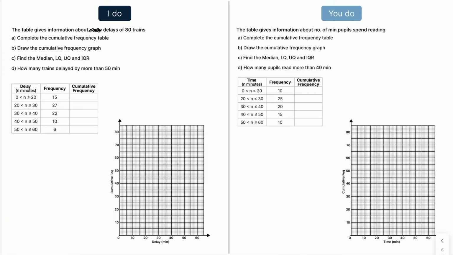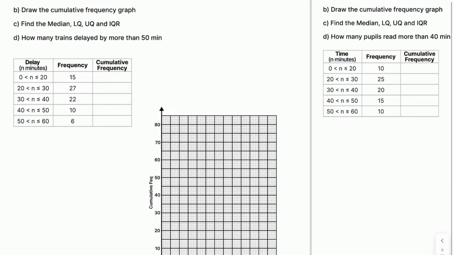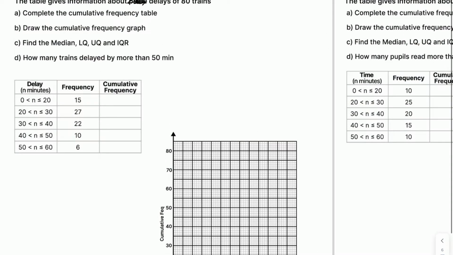So if I just zoom into this a little bit, it says complete the cumulative frequency table. So I've already drawn this extra column on for us. Now note in the exam, this may not be drawn on for you and you'll have to draw this on yourself. In this case, I have drawn this on. So the first one, we're just going to read the frequency as 15. So cumulative, for the next one, it's going to be 15. So we're looking at this column here.